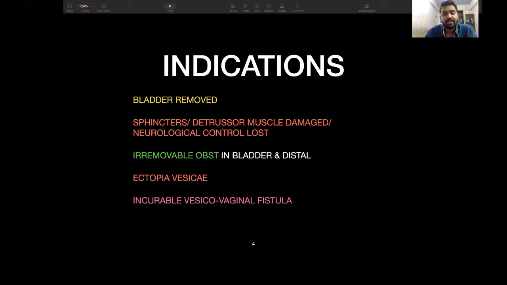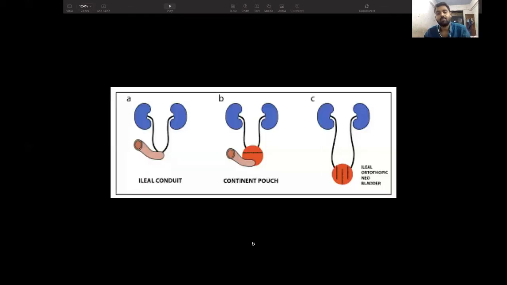So the indications are when the bladder is removed, when there is irreparable damage to the sphincters or the detrusor muscle, or when the neurological control to the lower urinary tract system is lost, or when there is an irremovable or irreparable obstruction in the bladder or distal to the bladder, ectopia vesicae, and incurable genitourinary fistula.